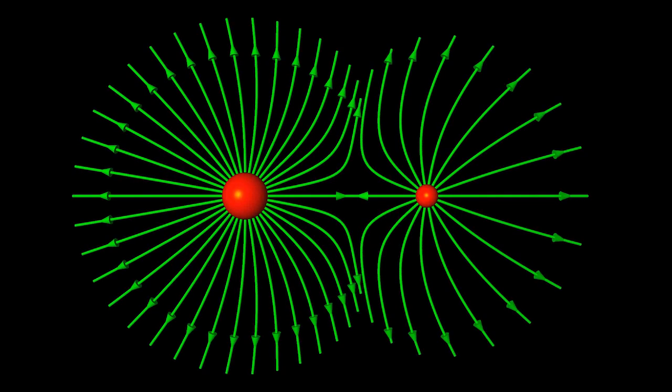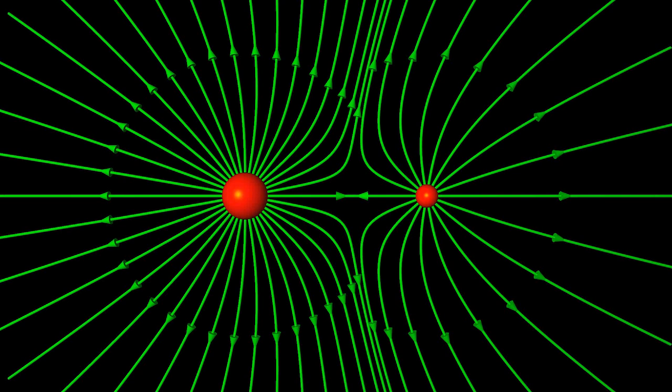When doubling the magnitude of the left charge, the field line pattern changes. The number of field lines starting at a positive charge is proportional to its magnitude, twice as many field lines exit the left particle.